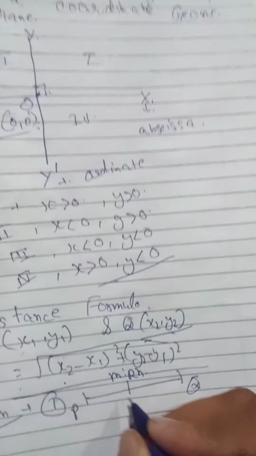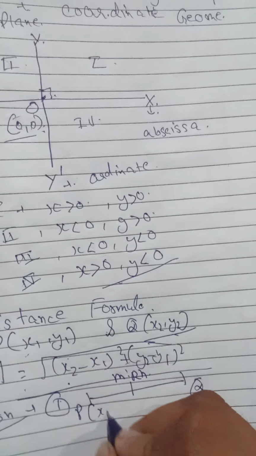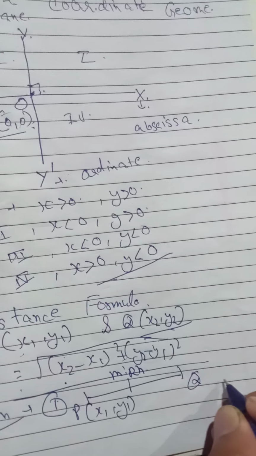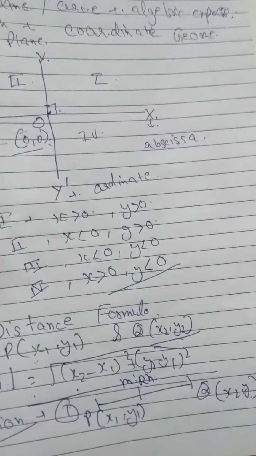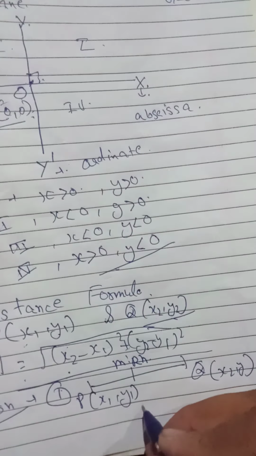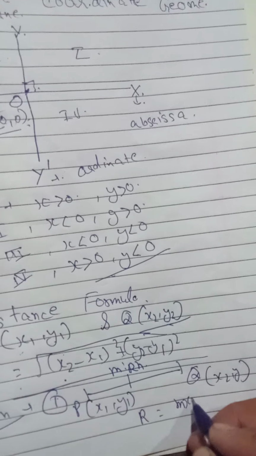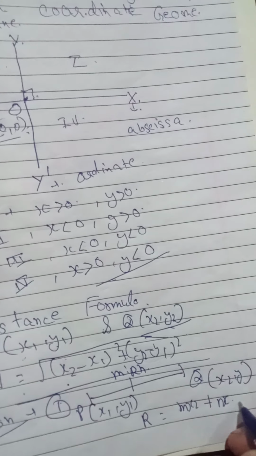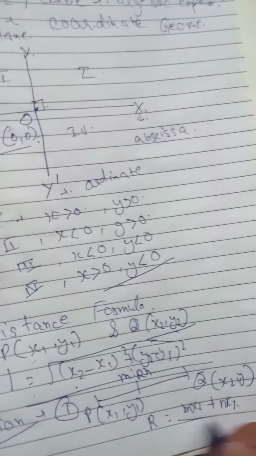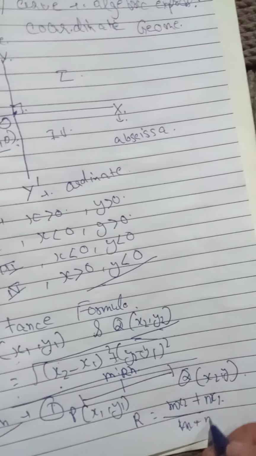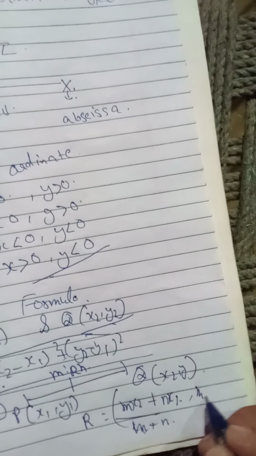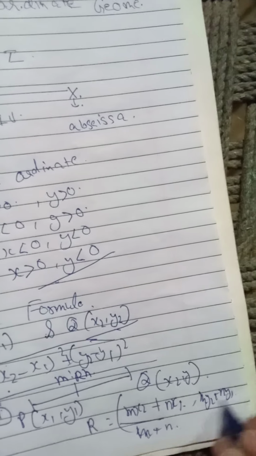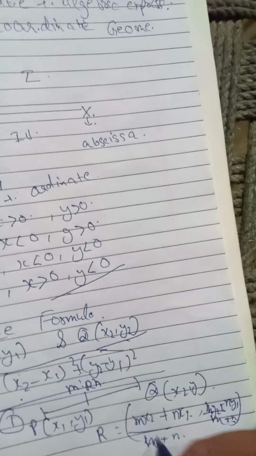The coordinates of P are (x1, y1) and of Q are (x2, y2). Then the coordinates of R will be given by (mx2 plus nx1) upon (m plus n), and the second coordinate will be (my2 plus ny1) divided by (m plus n). This is the case for internal division.